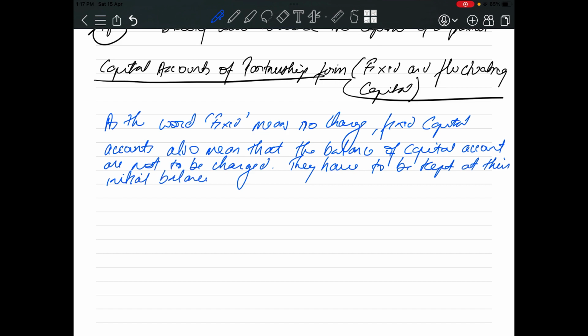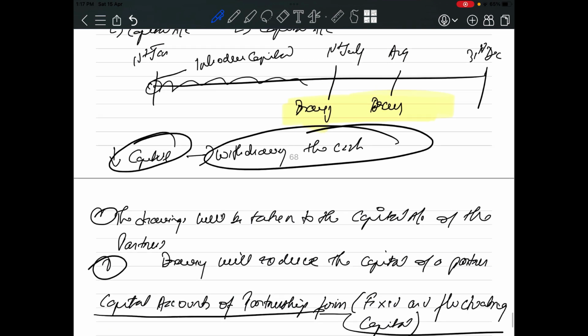Fixed capital account means whatever capital a partner introduces at this point. Say for example, our partner has introduced 50,000 capital. If we are maintaining fixed capital account, whatever he has introduced, 50,000, the balance will not change. The balance of the fixed capital account will remain the same as the initial capital. But only in one case it will change. What will be the case?